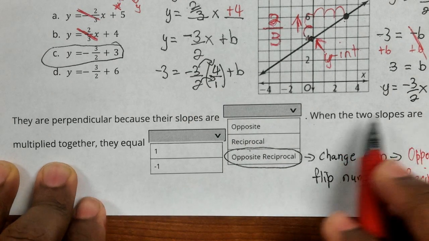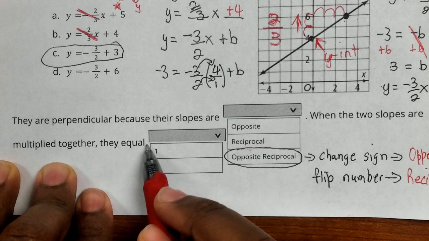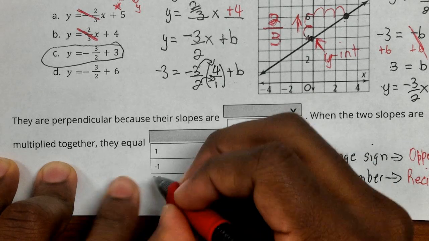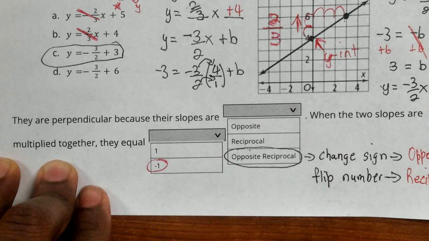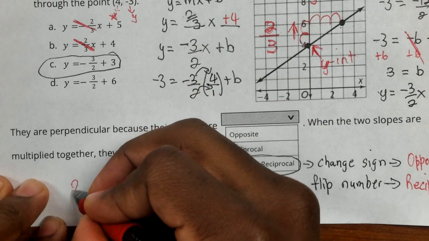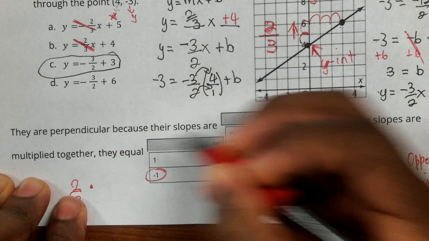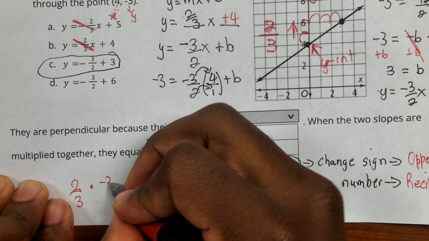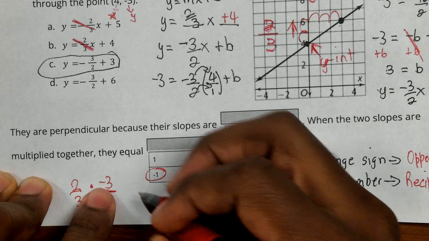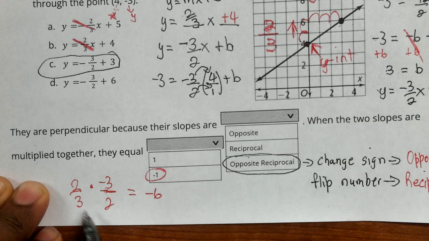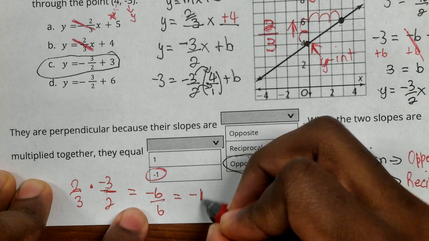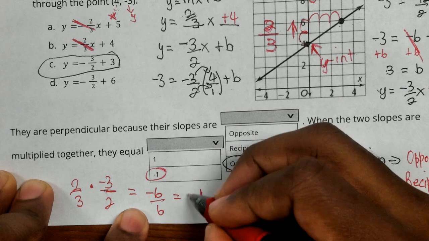Okay? When the two slopes are multiplied together, they equal what? Whenever you multiply a perpendicular slope by its previous slope, it's always equal to negative 1. You can prove that because our previous slope was 2 over 3 and our perpendicular slope was negative 3 over 2. I multiply them. 2 times negative 3 is negative 6. 3 times 2 is 6. Negative 6 divided by 6 is negative 1. So it does affirm the truth.